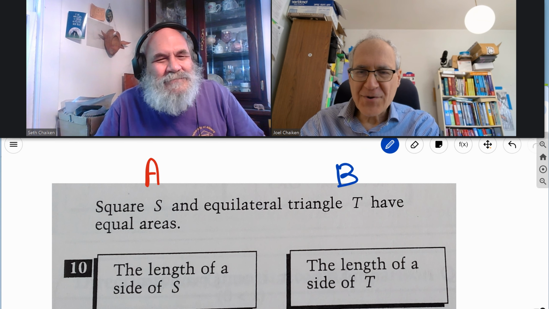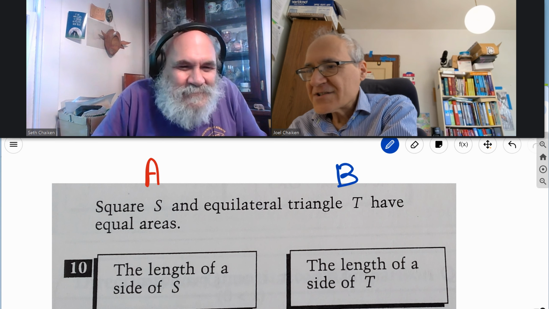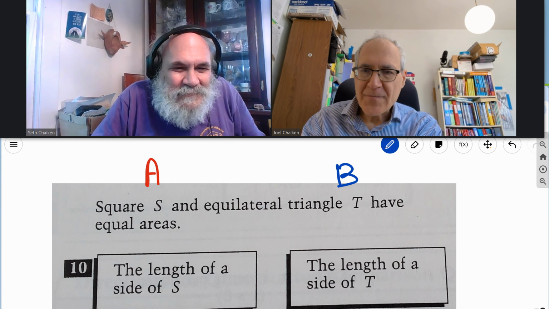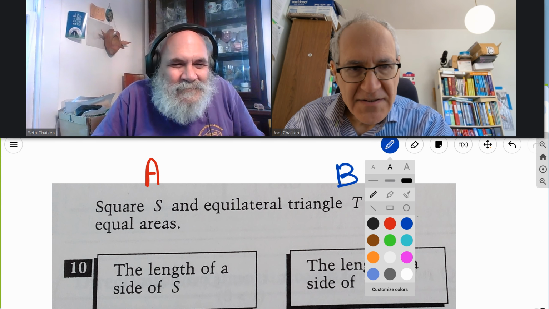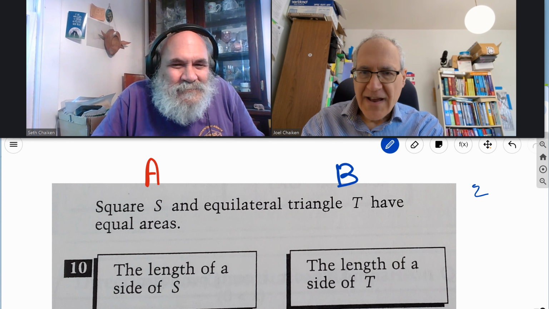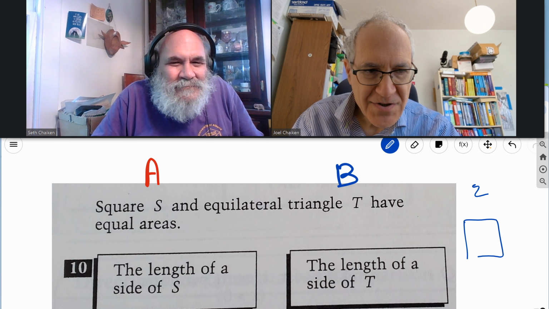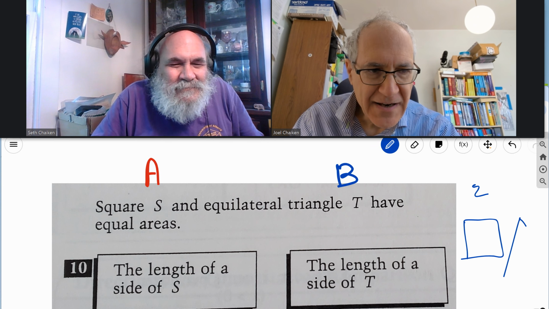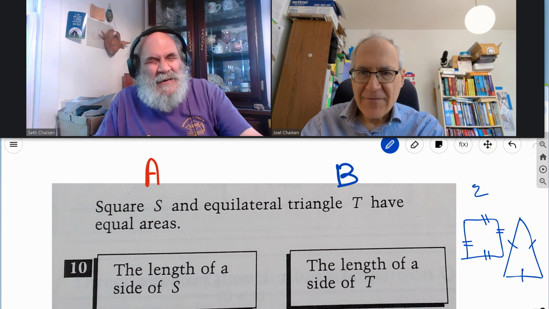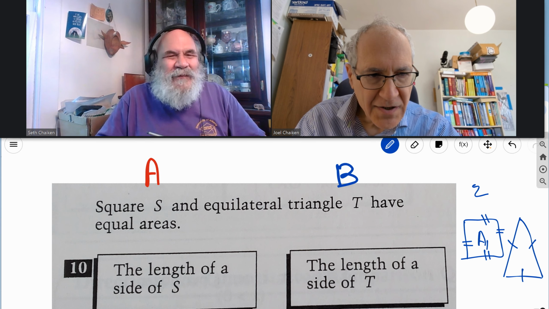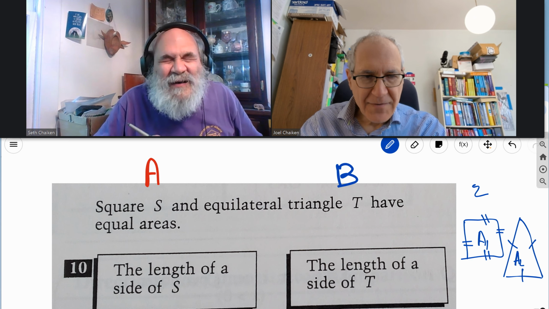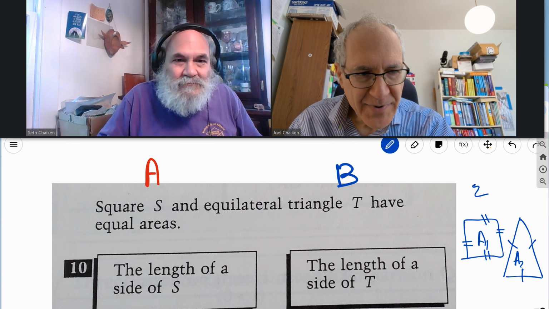Here we go, our Throwback Thursday question of the day, from a test maybe 20 years ago. Let's go to a smaller font. Square S and equilateral triangle T have equal areas. Let's draw a picture. Square S and equilateral triangle T, even though it's not drawn to scale, that's fine. These are different sizes, so let's not make that mistake. They have equal areas, so A1 equals A2.